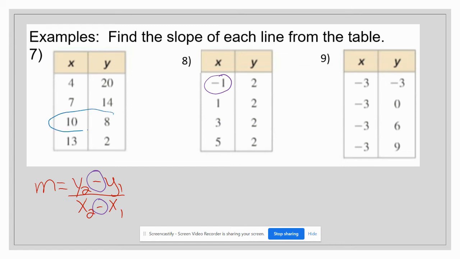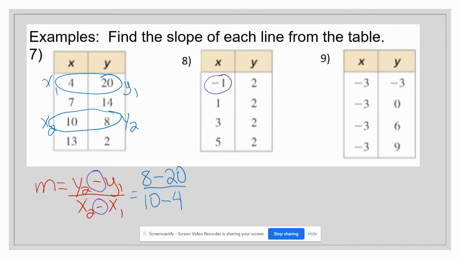So let's say I want to pick 10, 8, and 4, 20. Remember, this is y, so I have y2, y1, x2, x1. Whatever has the little subscript 2, it has to be the same for both in that ordered pair. Same thing with the ones. So looking at my equation, I have 8 minus y1 is 20, x2 is 10 minus x1 is 4.